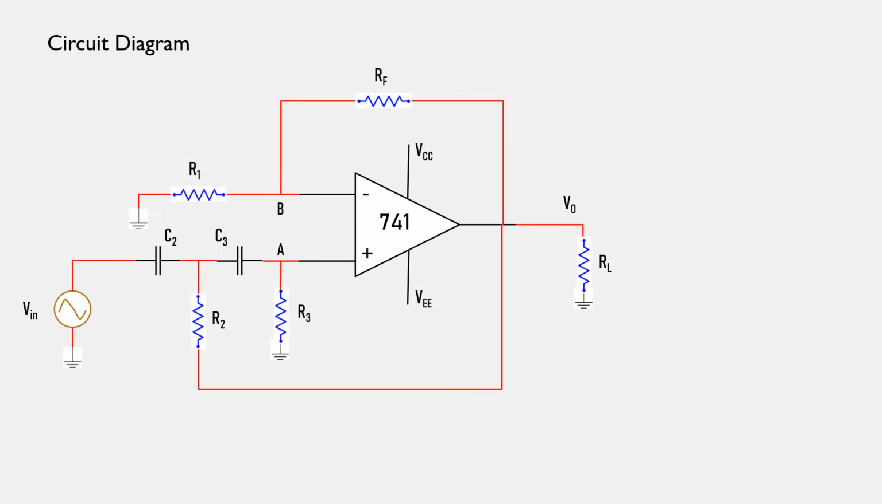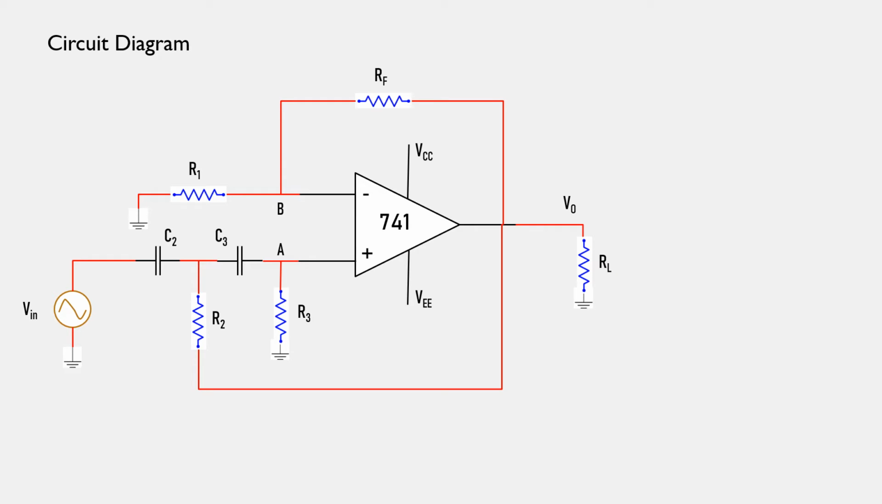Now, seeing the circuit diagram of this, here interchanging the positions of R3, C3, R2 and C2 in the first order low pass filter, we get a first order high pass Butterworth filter. The op amp is used in the non-inverting configuration since the input is applied to the non-inverting terminal, and the gain of the filter is decided by the resistances Rf and R1.